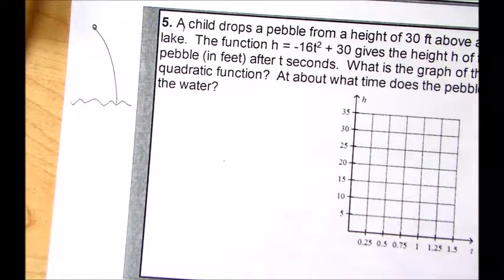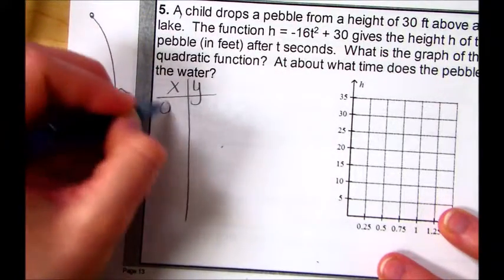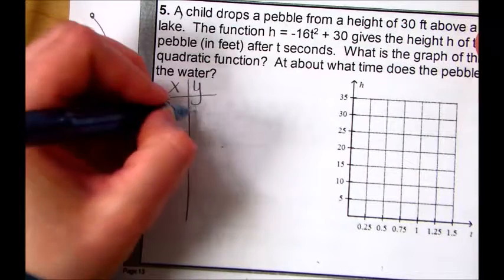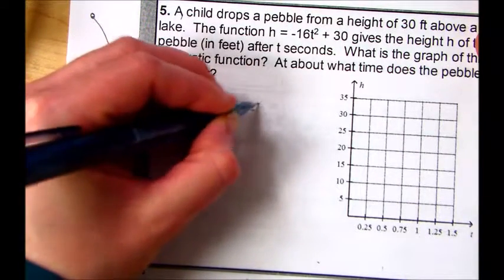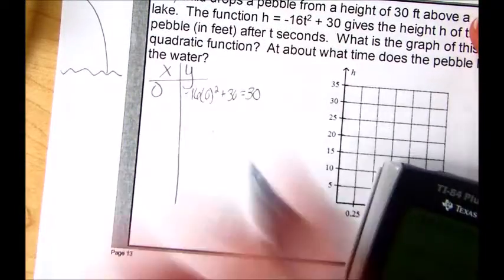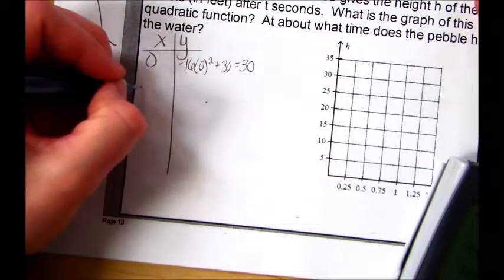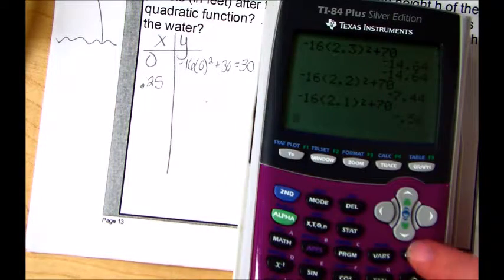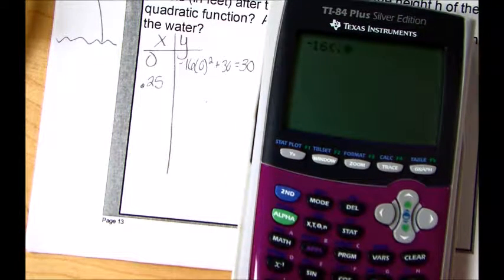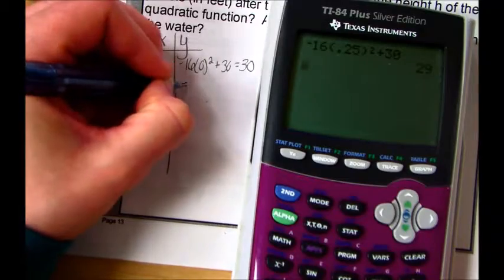Okay? Fancy. Let's go ahead and make an XY chart. Always start with 0 because that's before the kid throws it. So negative 16 times 0 squared plus 30, that's going to give you 30. Now, let's plug in 1 second. Oh, look, they even tell you what to plug in. Why don't we plug in what they have? So let's plug in 0.25. Now, I'm going to use my calculator here. I expect you to be able to use whatever calculator you have available to you. No excuses if you don't have a nice one. Just use your cell phone. You can do that. You're going to get 29.